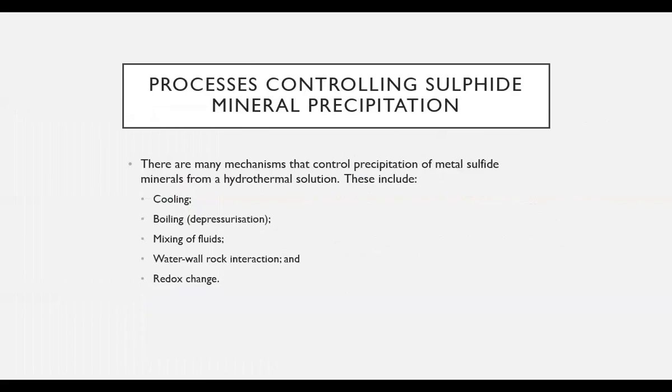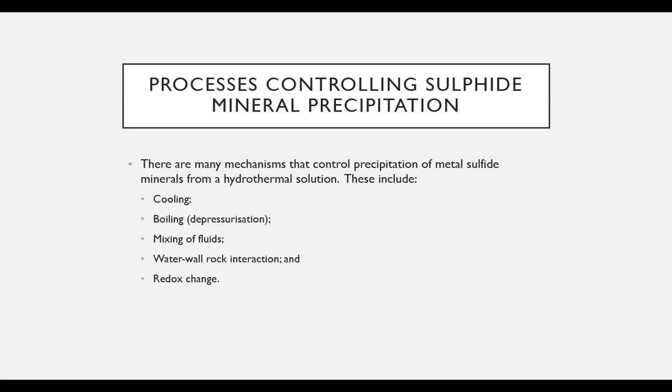So how do we change the nature of the fluid to lead to metal precipitation? Cooling is an obvious one. Fluids are going to progressively cool. If they can cool rapidly in one point or below that threshold, you can deposit it. Boiling, you can depressurize the system. You could mix fluids. So you mix meteoric fluids with magmatic fluids. You'll get a change in that composition.